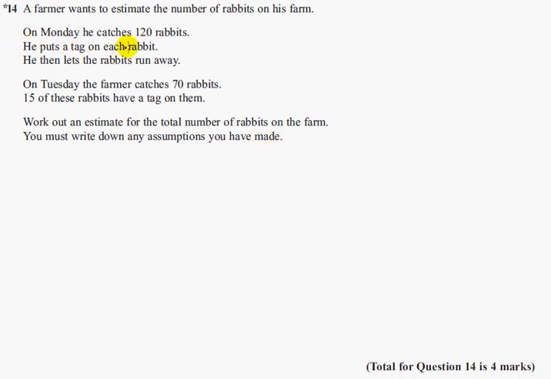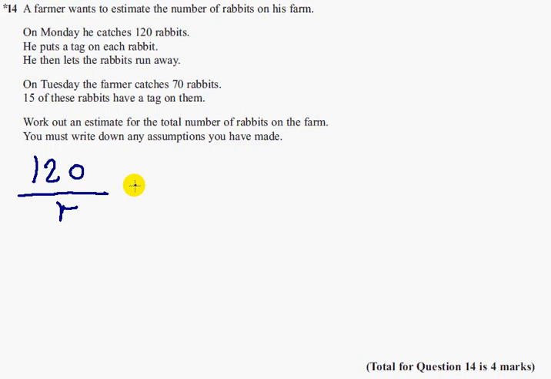Well, on Monday he catches 120 rabbits. Okay, so let's write that down. So 120 rabbits is what he caught out of an unknown number. So we could call that X, or in this case, let's call it R, as it's rabbits. On Tuesday, the farmer catches 70 rabbits, and 15 of those 70 have tags on them. So the first thing you're assuming is that the population is going to be the same overnight, that the rabbits haven't reproduced, or none of them have died or escaped from this farm or anything like that.